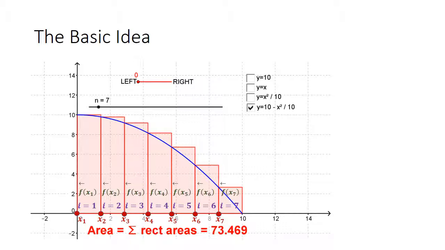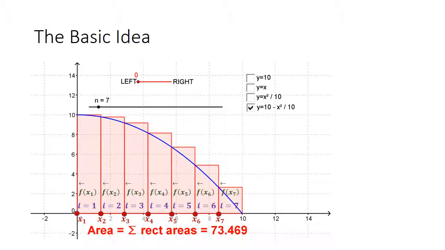Let's look at dividing this region into 7 rectangles, and then we'll find their areas and add them up. We use this diagram to illustrate the basic idea, and then we can extend that out to larger numbers of rectangles. To get the total area, we need the areas of all the individual rectangles. So let's label each rectangle with a number that we'll call I, from I equals 1 to I equals 7. These rectangles span the interval of x equals 0 to x equals 10.